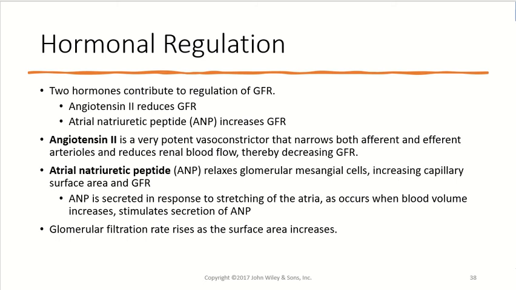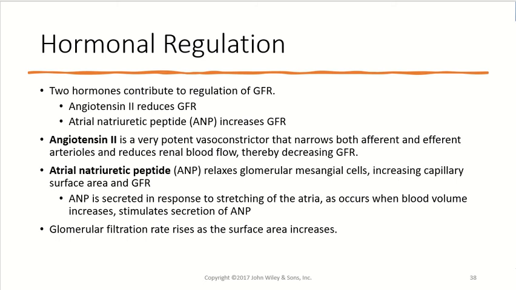So angiotensin II is a very potent vasoconstrictor, and this is going to cause narrowing of both the afferent and efferent arterioles, and is going to reduce renal blood flow, thereby decreasing our glomerular filtration rate. The atrial natriuretic peptides, our ANP, are going to relax the glomerular mesangial cells, and this is going to increase the capillary surface area and therefore increase our glomerular filtration rate.